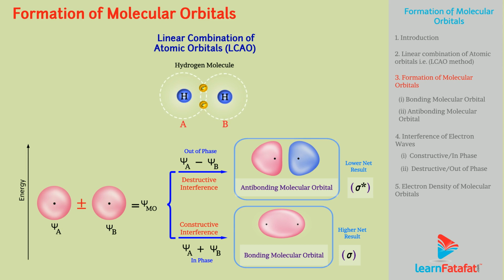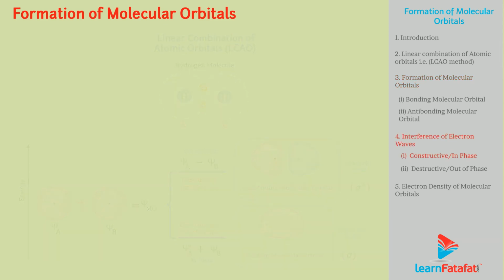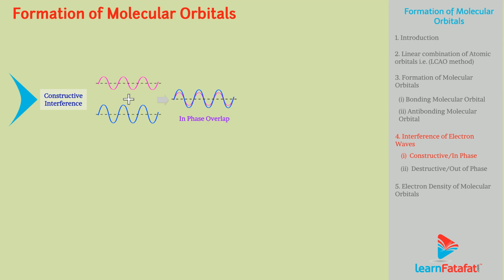Qualitatively, this can be explained as follows. During constructive interference of electron waves, there is in-phase overlap of electron waves, and so the resultant wave is reinforced. This gives rise to formation of a bonding molecular orbital.